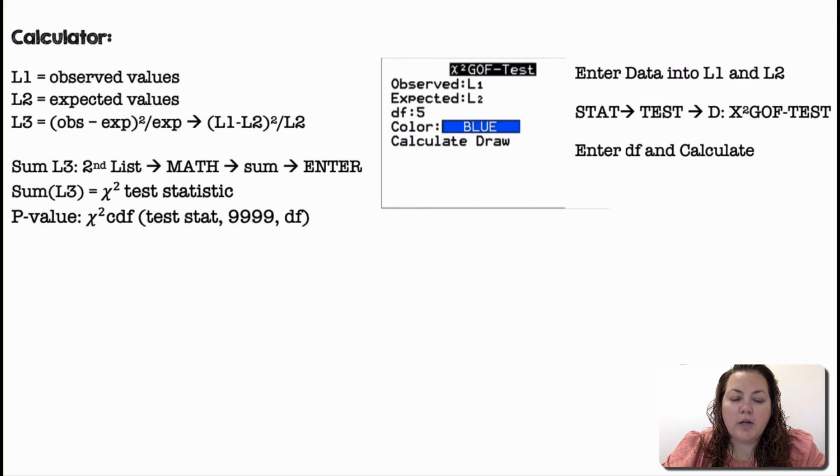All right, so again, in your calculator, in List 1, you're putting your observed values. In List 2, you're putting your expected values. You can go to Stat, Test, chi-squared goodness of fit test, and then put your degrees of freedom in there, and it'll give you everything you need.